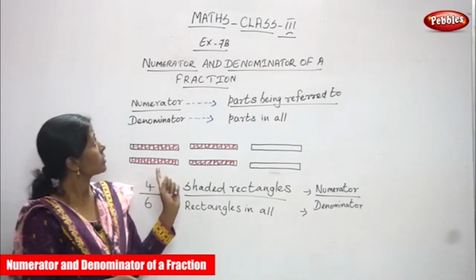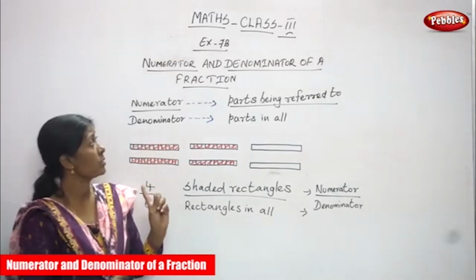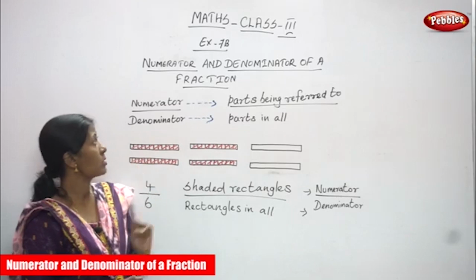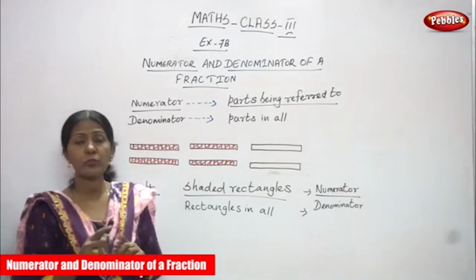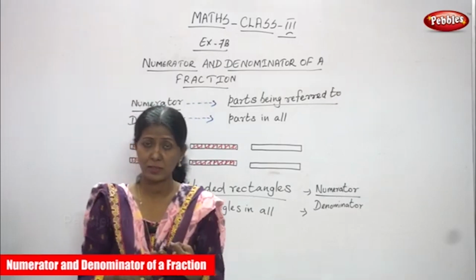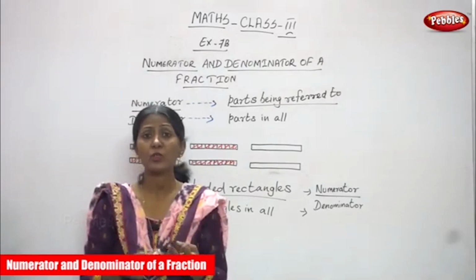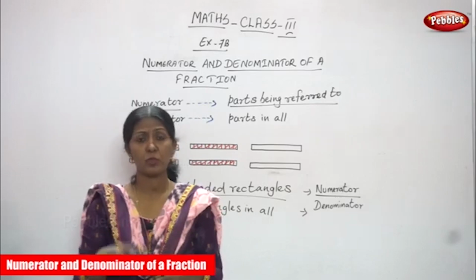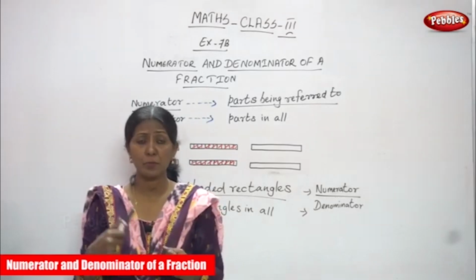Now we are going to see the numerator and denominator of a fraction. I've told you a fraction is made up of two numbers: one is the numerator, the other is the denominator. The numerator is the top number and the denominator is the bottom number.